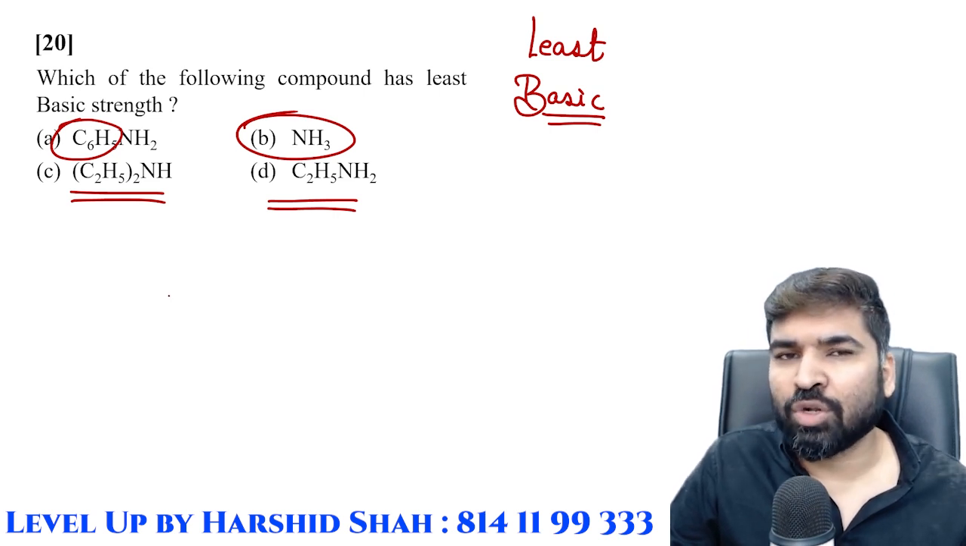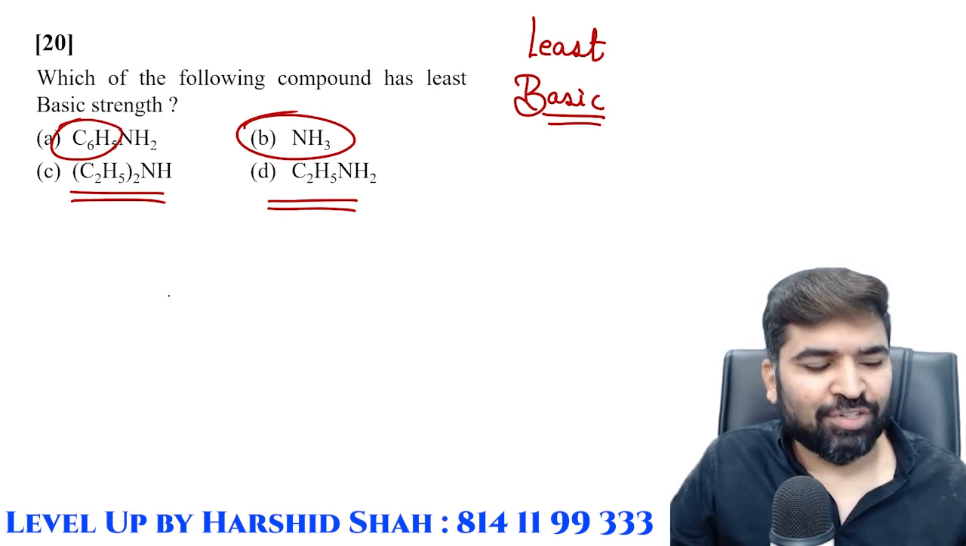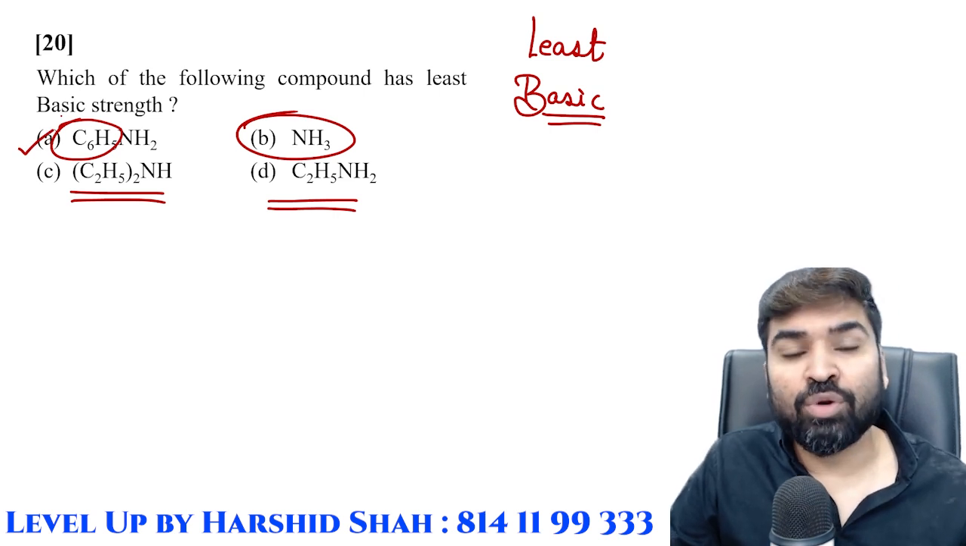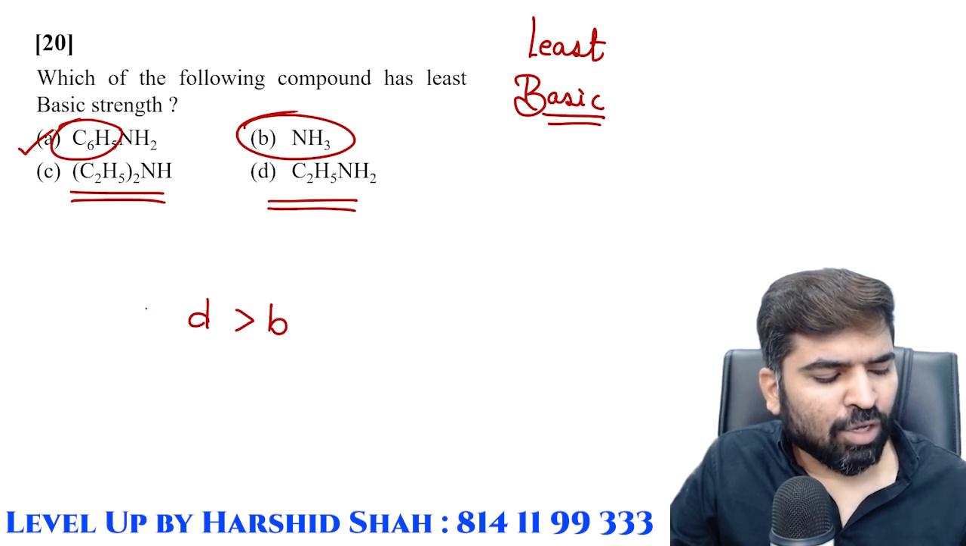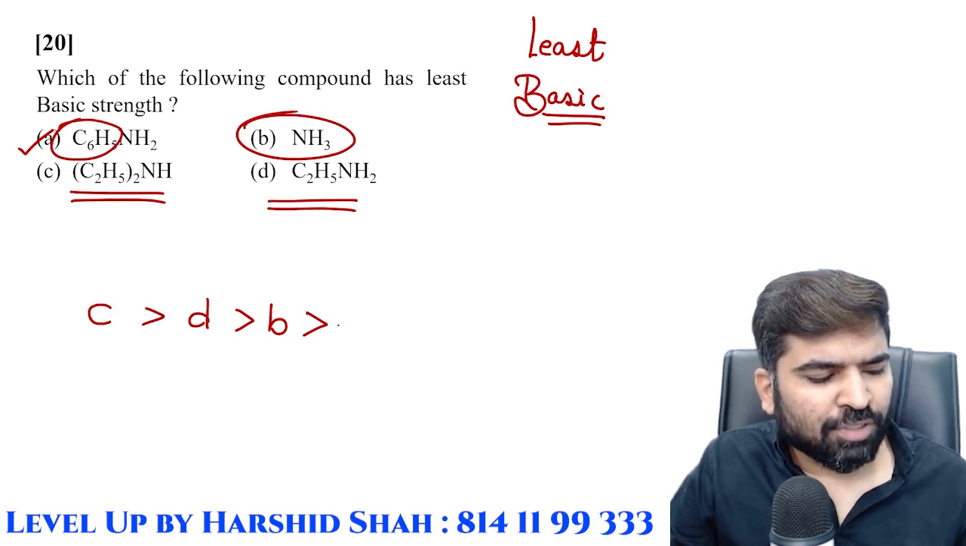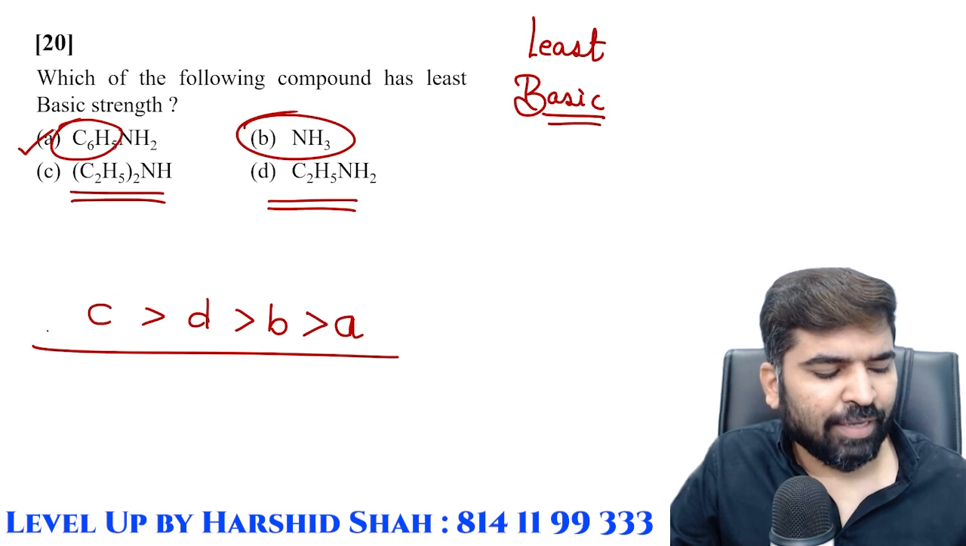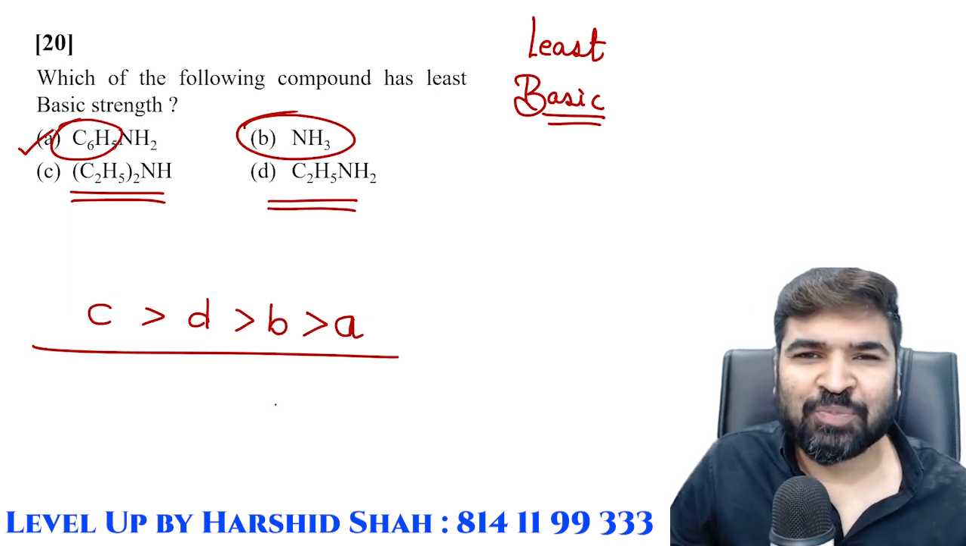So it solves the problem. Least basic strength is going to be with option A. If you want to write down the sequence, it should be B, then D will be less than B, then C, and the lowest is A. Yes or no? Clear?